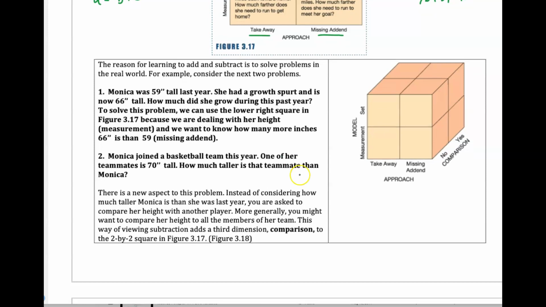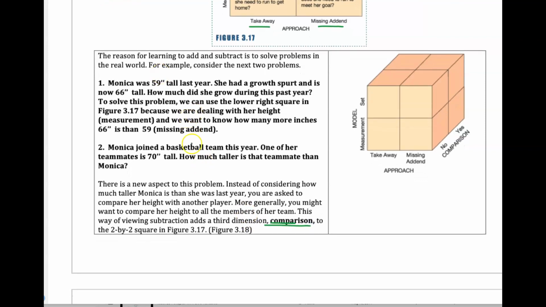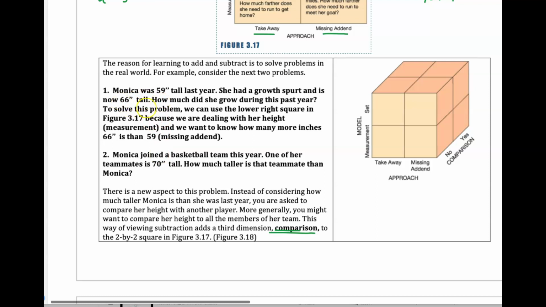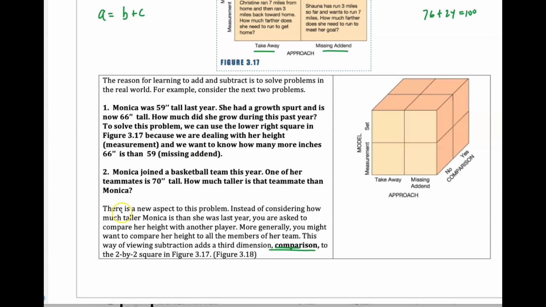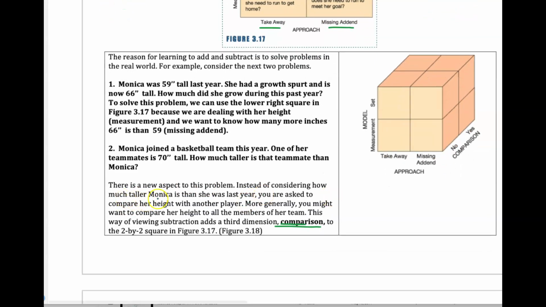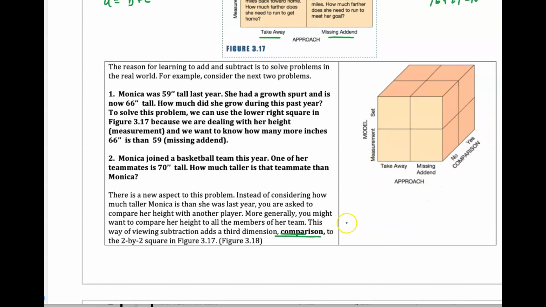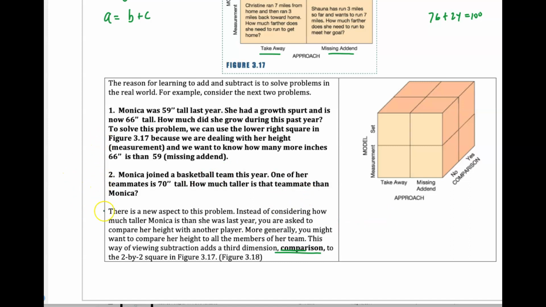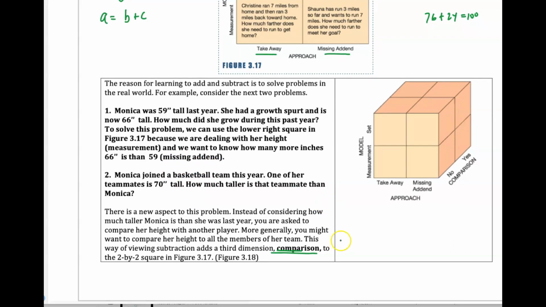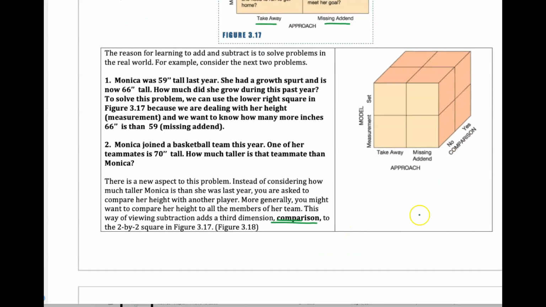The last subtle thing is that when we subtract, we have something called a comparison. Is there a comparison being made? It's another way of viewing subtraction. As you read these 2 word problems, there's a new aspect to this problem. Instead of considering how much taller Monica is than she was last year, you're asking her to compare her height with another player. More generally, you might want to compare her height to all the members. This way of viewing subtraction adds a third dimension, which is comparison. You want to be aware of that as you recognize what type of subtraction problem it is and how to solve it. Missing addend? Am I going to take away? Subtraction is used in those scenarios, and being able to recognize that is important.